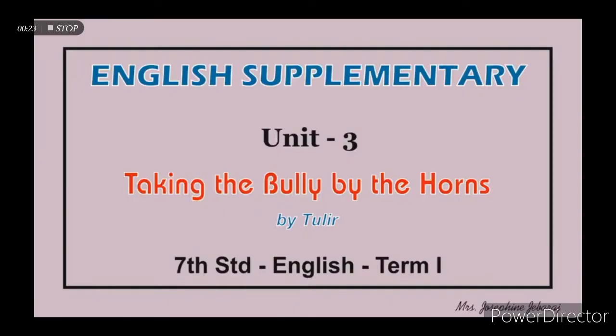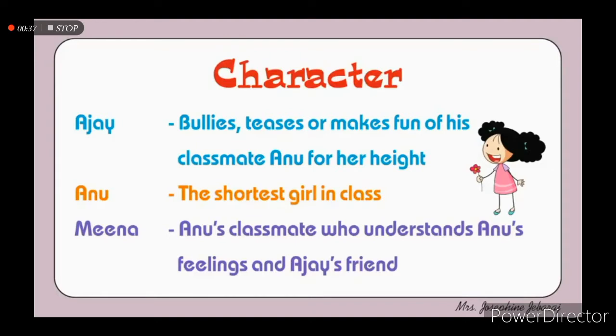Hi dear students, today we are going to learn a supplementary lesson from your 7th standard English book, Term 1, Unit 3, Supplementary, Taking the Bully by the Horns. Dear students, in this lesson we read about students of 7th standard, the same class and age as yours. First, let's see the characters in the story.